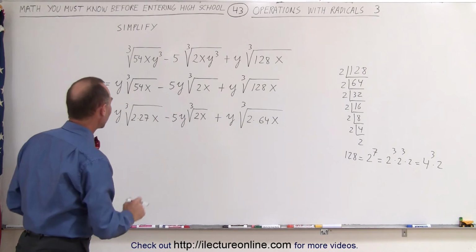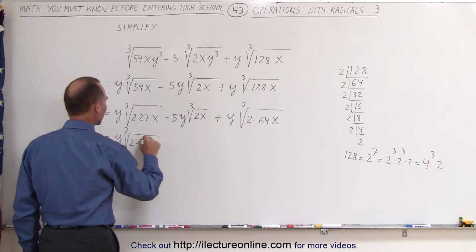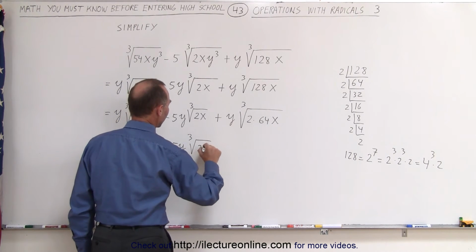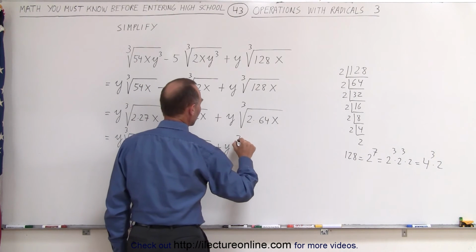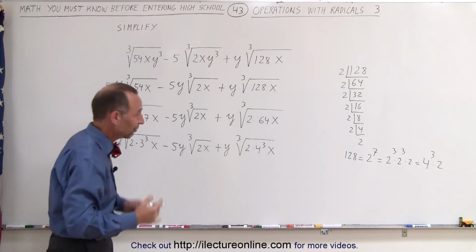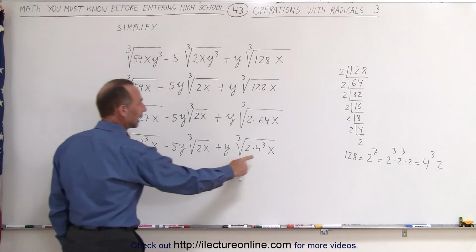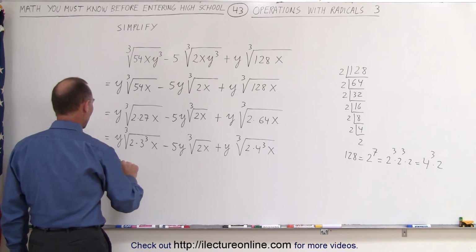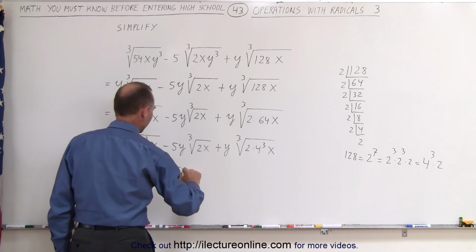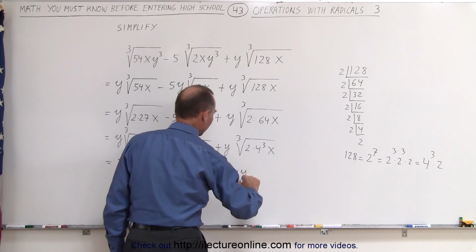Now we're in business, because now we can write this as y times the cube root of 2 times 3 cubed x minus 5y times the cube root of 2x plus y times the cube root of 2 times 4 cubed times x. You just have to see it sometimes, and if you don't, you can find it out like that. So now we can take this outside the radical, we can take this outside the radical, so this becomes 3y times the cube root of 2x minus 5y times the cube root of 2x plus 4y times the cube root of 2x.